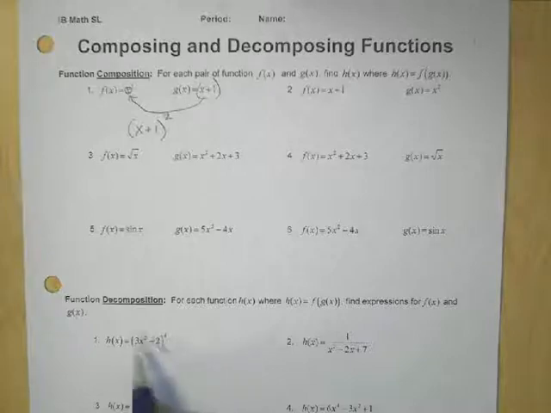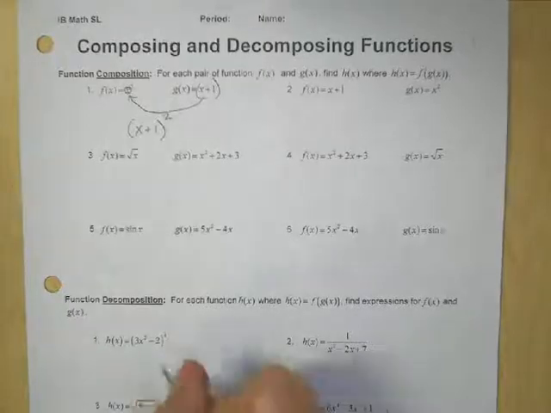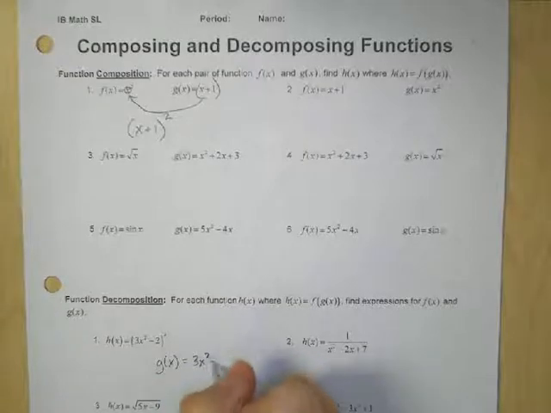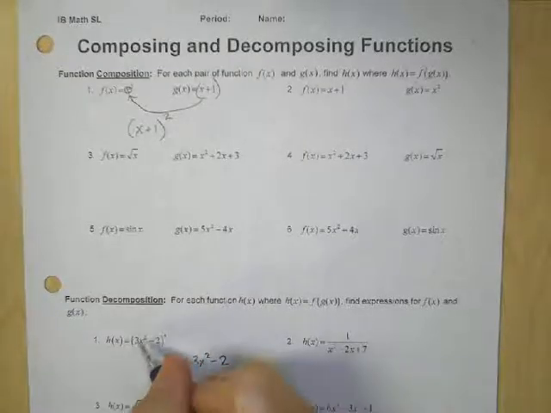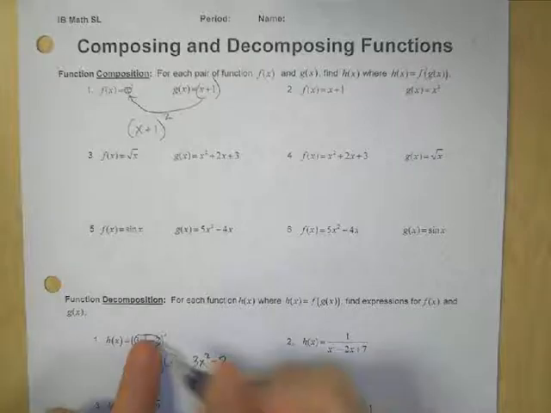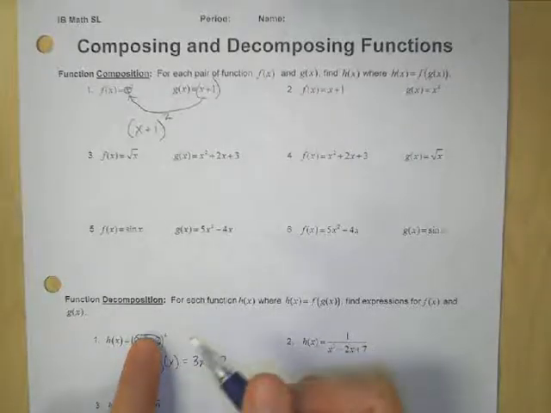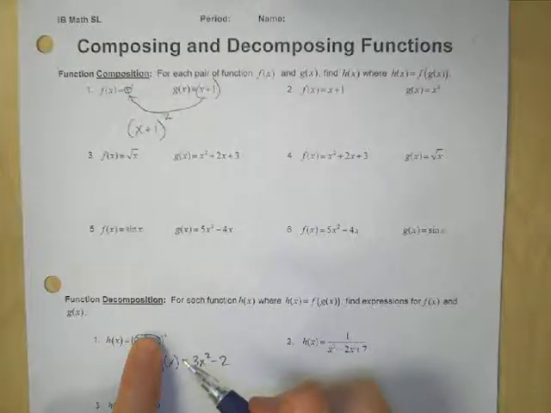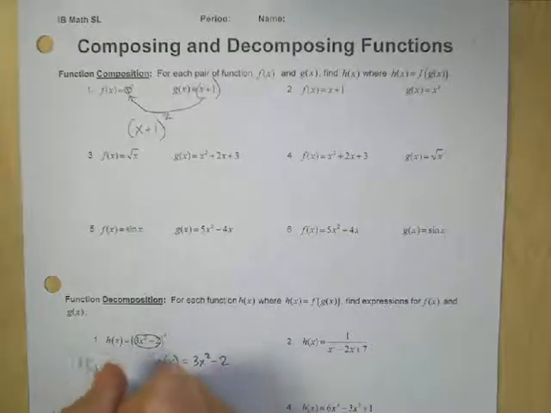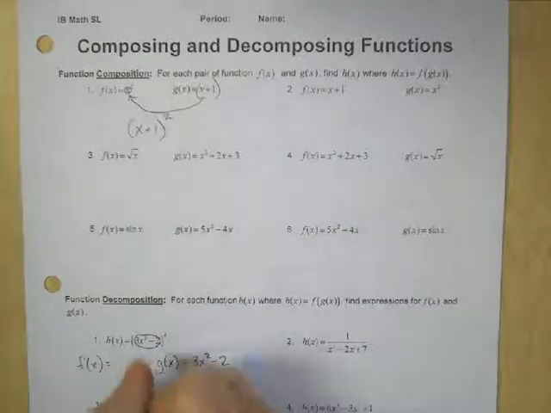So I want to find out what's f of x and what's g of x. Pretty much, what's inside the parentheses is your g of x. So g of x is 3x squared minus 2. And if I cover that up and just ask what could be under there, well, it could just be an x. That's my f of x. f of x is equal to x to the fourth.